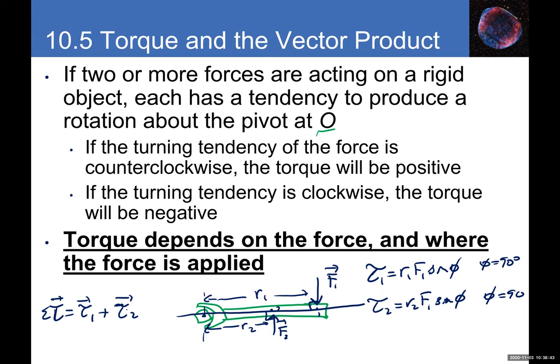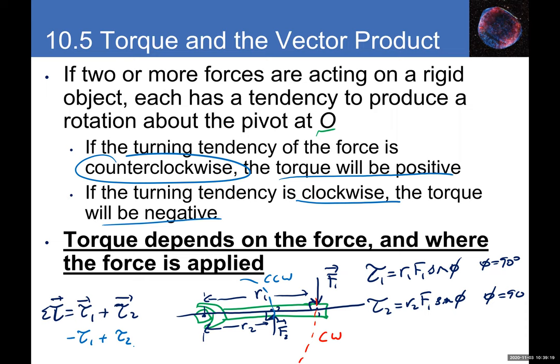One of them has to be positive because, for example, this is a vector sum. Well, here's what I do. Look at F1. If F1 is acting, it's going to make it rotate in this direction, which is clockwise. If F2 is acting, it is going to make it rotate in that direction, which is counterclockwise. That means the one that is counterclockwise, we say the torque is positive. If the turning tendency is clockwise, we say it's negative. That means negative torque 1 plus torque 2 will give you net torque.